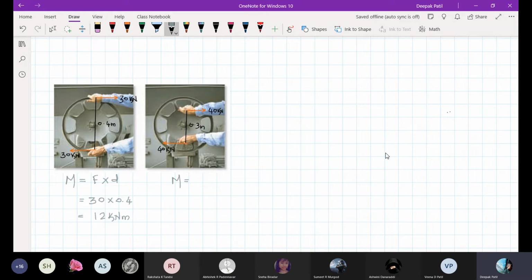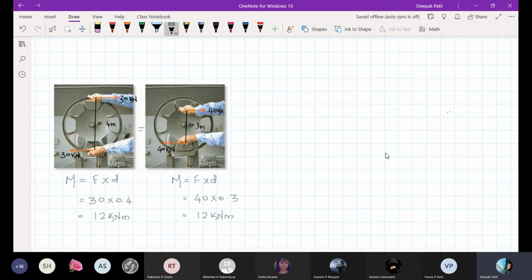In this case, the moment is equal to force multiplied by the perpendicular distance. The force is 40 and the perpendicular distance is 0.3, so in this case also it will be 12 kilonewton meter. Are you clear, students? So both cases are equal to each other. Are you clear?